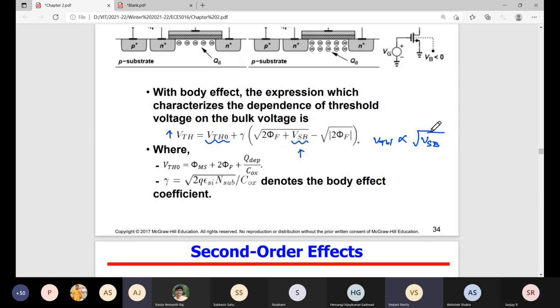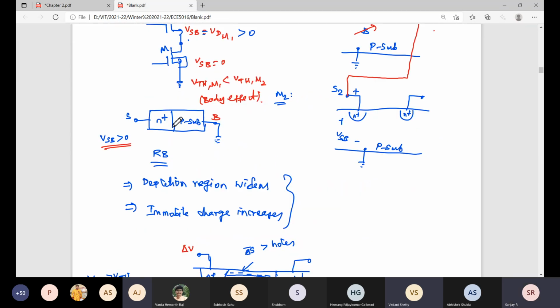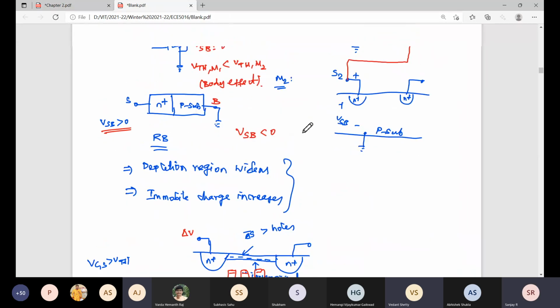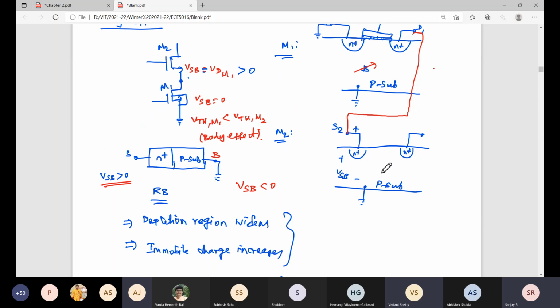Now I am putting forward bias instead of reverse bias. If I put forward bias, what would happen to the threshold voltage? Forward bias means VSB less than 0. With VSB less than 0, does the threshold voltage increase or decrease? Decrease. Let me explain from this perspective. VSB less than 0 becomes forward bias.